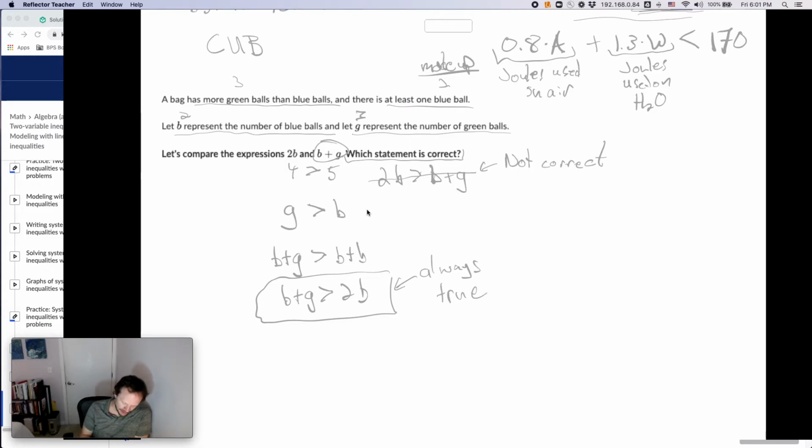Just to double check, 3 and 2, right? 3 green balls, 3 and 2. 5 is greater than 4, right? Doesn't mean it's definitely right, but it's at least some sanity check, and it helps us to think about the general case. The specific helps you to think about the general case.